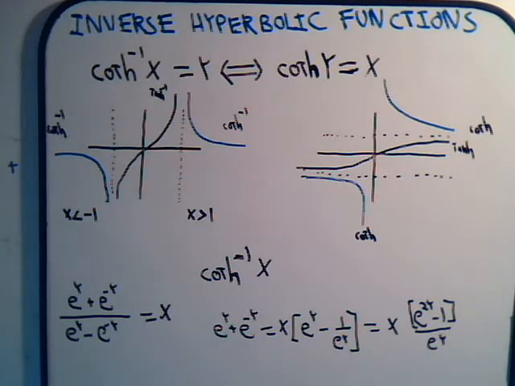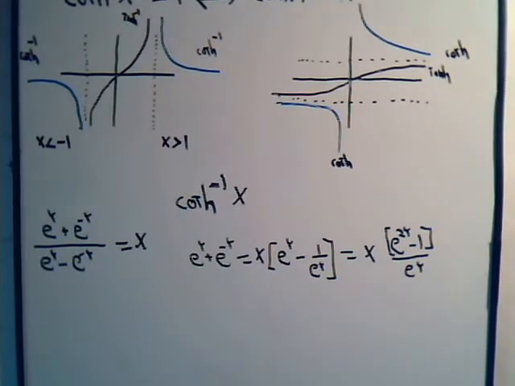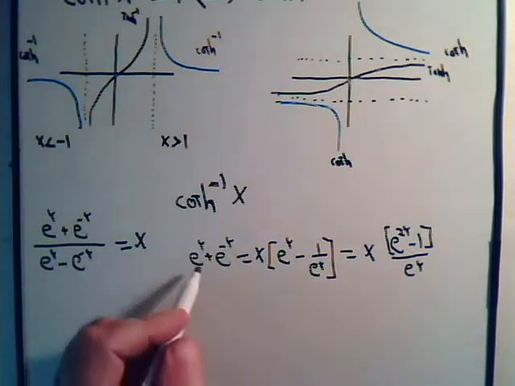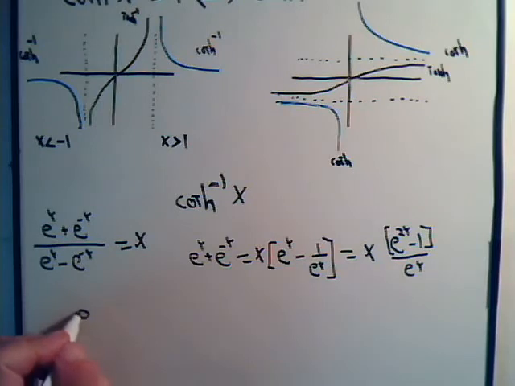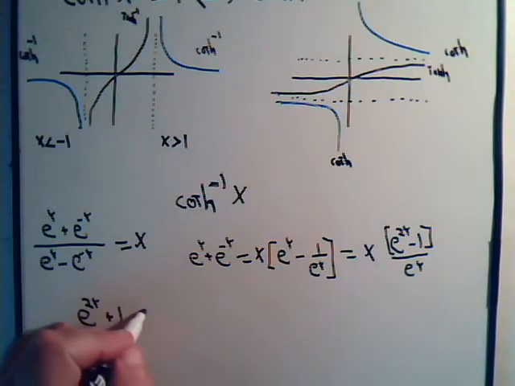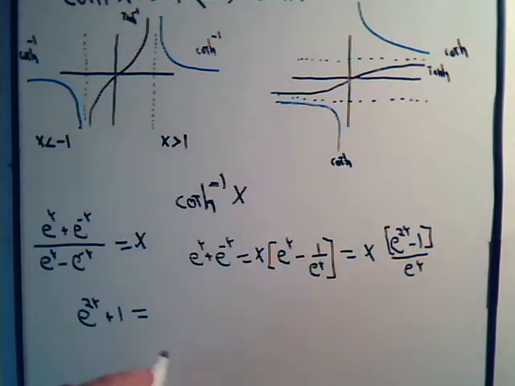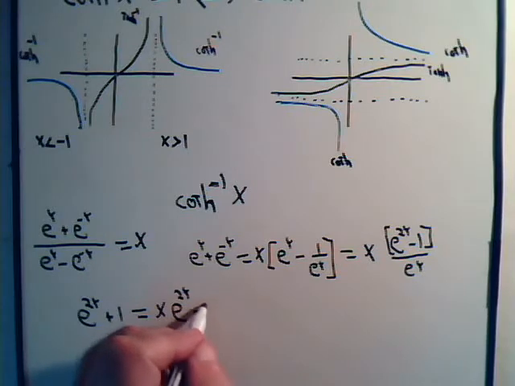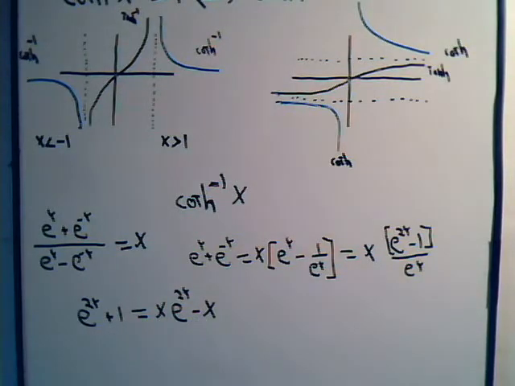Or we can multiply both sides of the equation by e to the y. So here then we would have e to the 2y plus, that would just be 1, and that will equal x e to the 2y minus x.